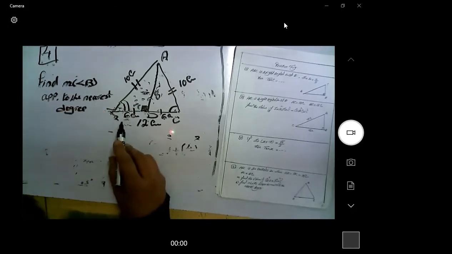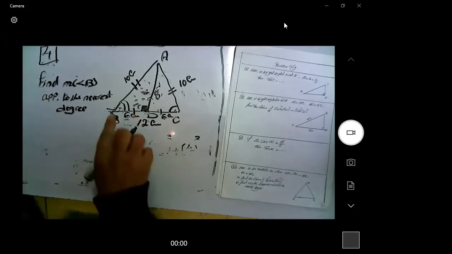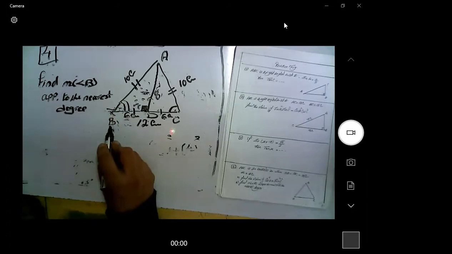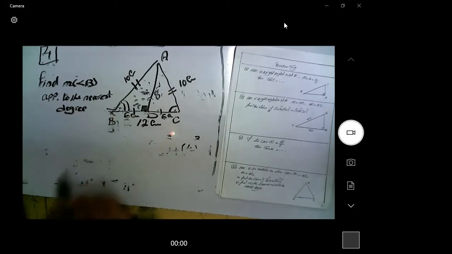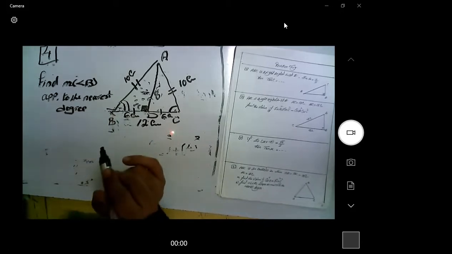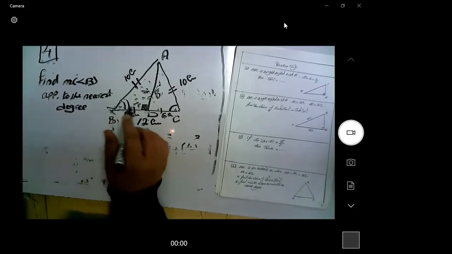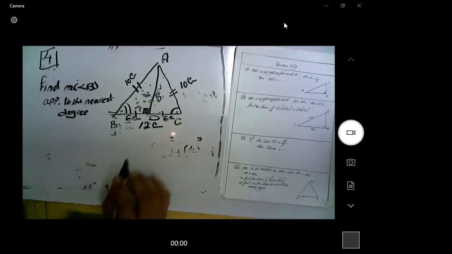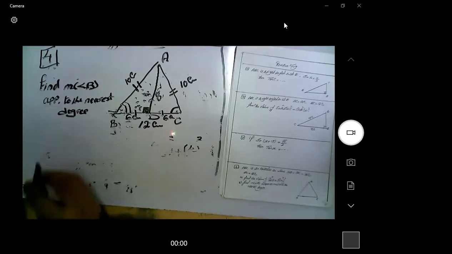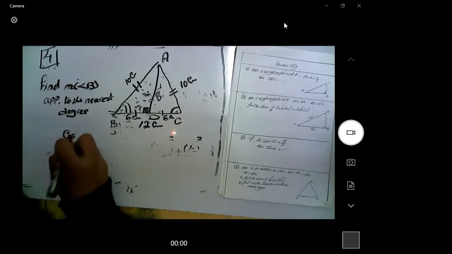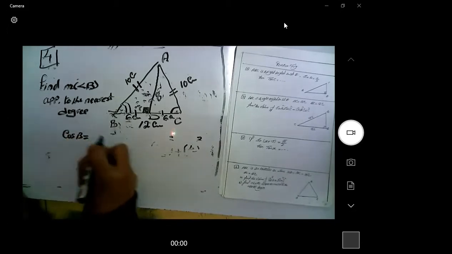You know that we can get the measure of an angle from one of its ratios. If we want to get the measure of angle B, we can get it from its sine or its cosine or its tan. We have sine angle B, we have cosine angle B, we have tan angle B. Select one of the ratios. Let cosine B equal 6/10, which is 3/5.